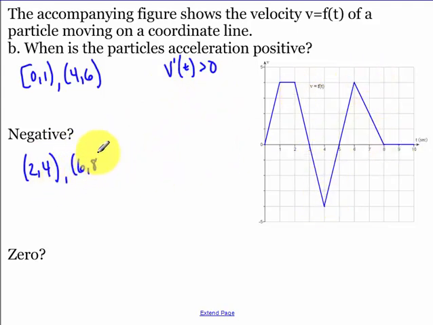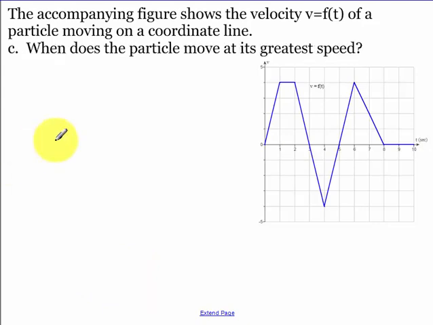Zero from 1 to 2, I have a straight horizontal line. My slope of my line there is 0. And from 8 to 10, now hopefully I'm going to remember that 10 is an endpoint, so I include that point.